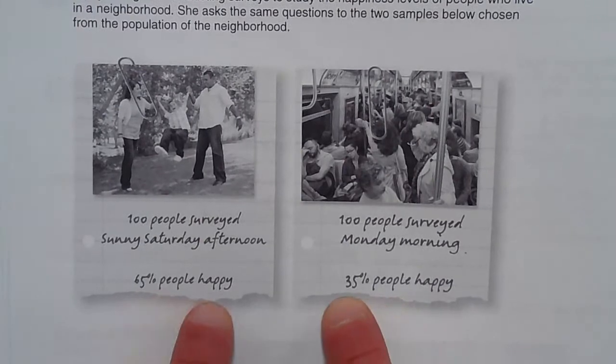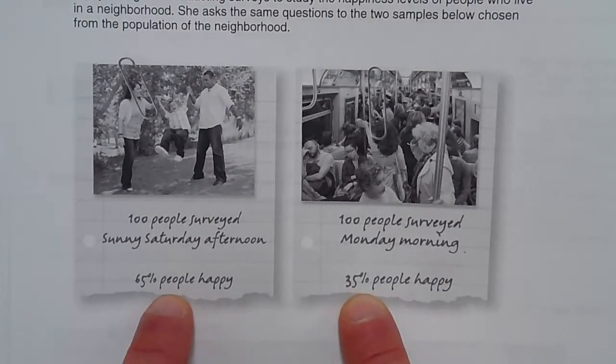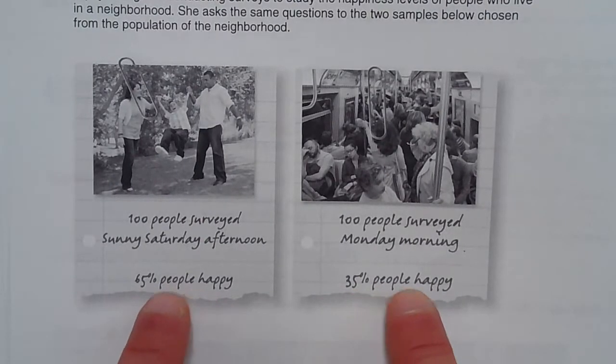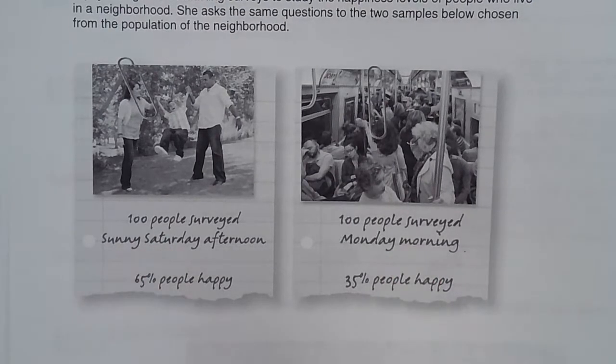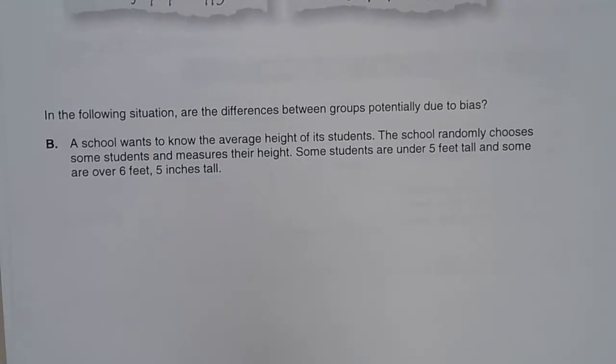Because here, if you were just given this, the data is confusing. This is the same neighborhood, the same people. Why is it so different? Well, the time that they surveyed people changed things. Okay. Anyway, looking at a couple other ones here.